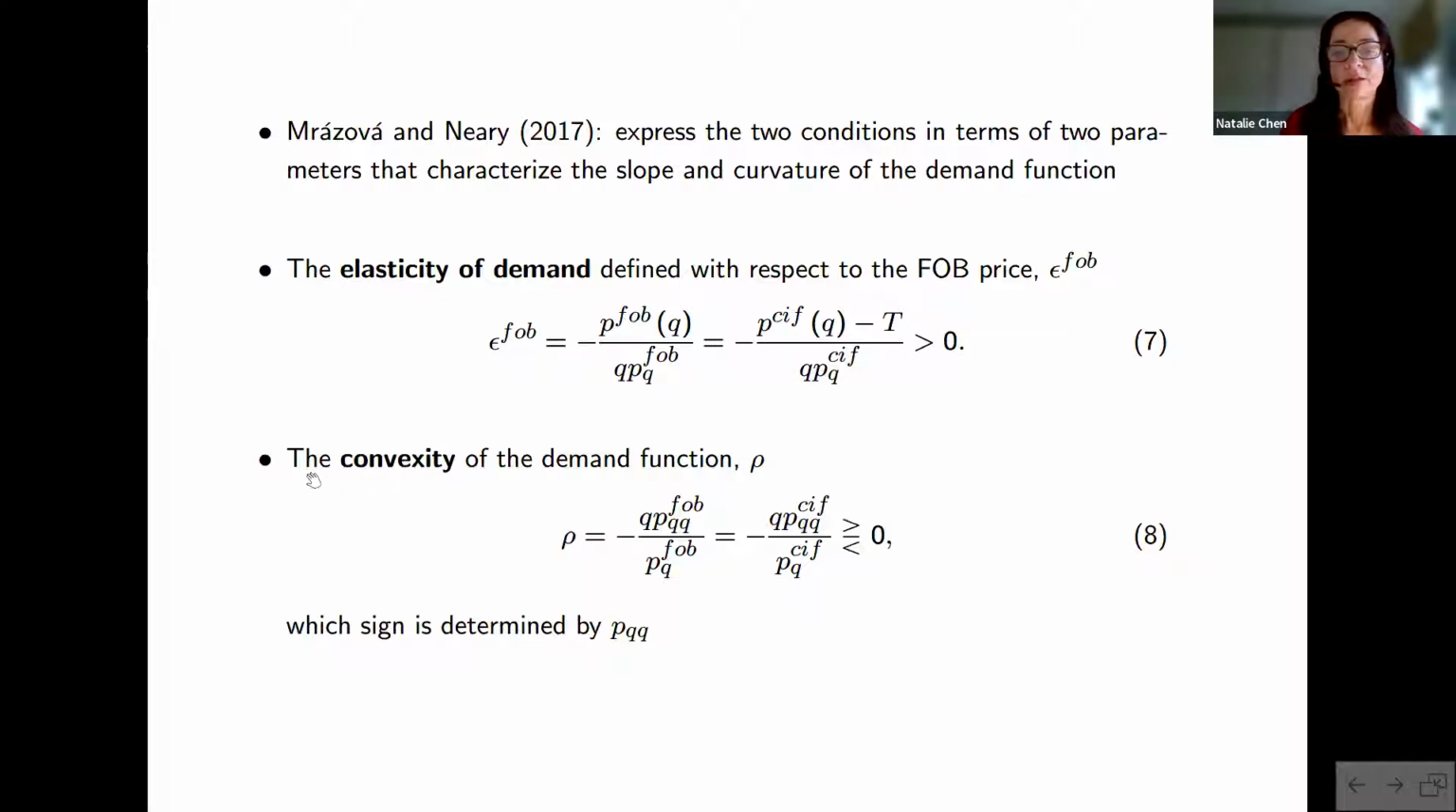The second parameter is the convexity of the demand function, rho, where rho is this parameter that you had on the previous slide, where the convexity is given by this expression here, and the sign of the convexity is determined by the second derivative PQQ. So those are the two parameters that we can use to summarize the first order and the second order conditions.